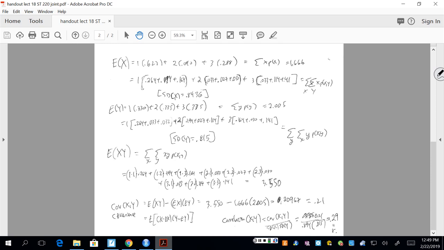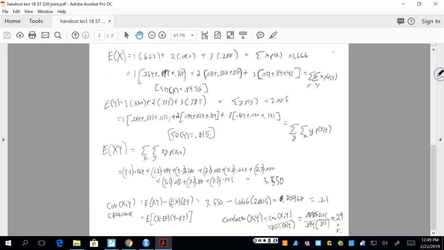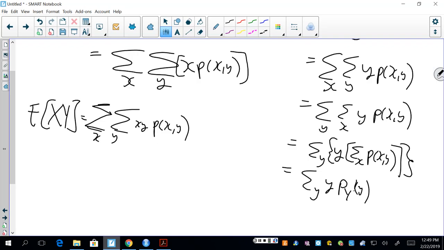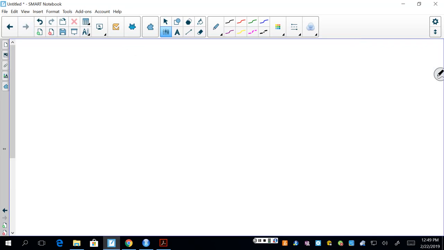The place that gets used is in covariance. And covariance describes a pattern between the data. So, the covariance between 2 random variables.